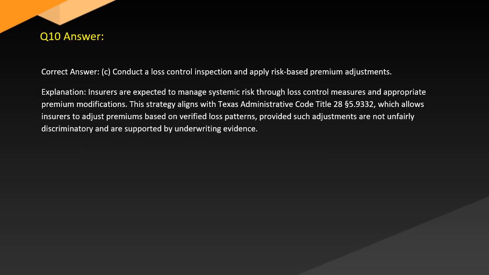Answer. Correct answer. C. Conduct a loss control inspection and apply risk-based premium adjustments. Explanation. Insurers are expected to manage systemic risk through loss control measures and appropriate premium modifications. This strategy aligns with Texas Administrative Code Title 28 SS.9332, which allows insurers to adjust premiums based on verified loss patterns, provided such adjustments are not unfairly discriminatory and are supported by underwriting evidence.